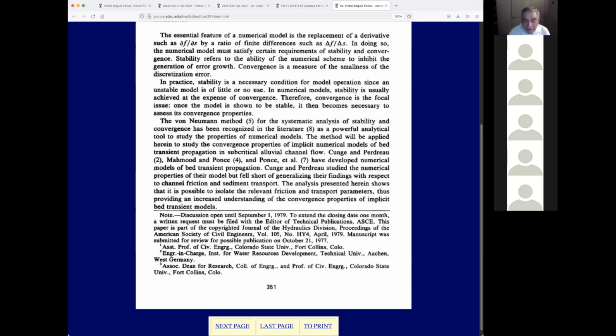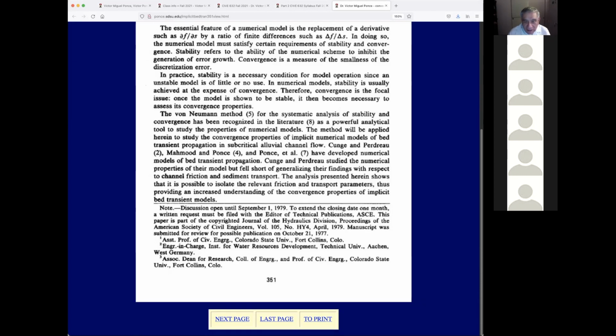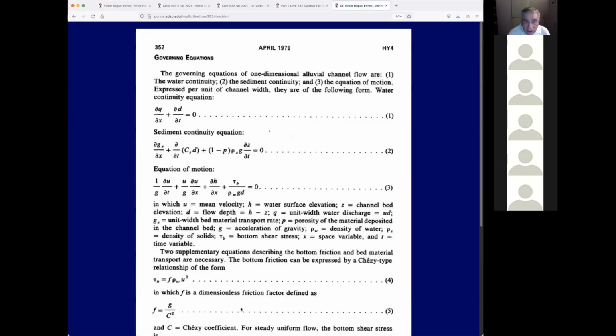Mahmoud and Ponce have developed numerical models of bed transient propagation. Analysis presented herein shows that it is possible to isolate the relevant friction and transport parameters, thus providing an increased understanding of the convergence properties of implicit bed transient models. Suffice it to say at this point that at that time, hardly anybody had ever done numerical calculations with transient bed models. People have done a lot of flood routing, but not transient bed models. So we were among the first ones that were doing this.